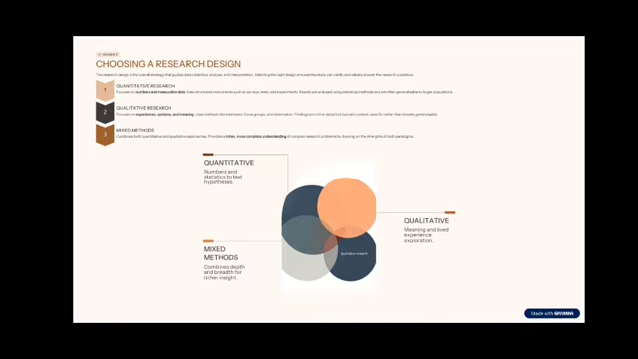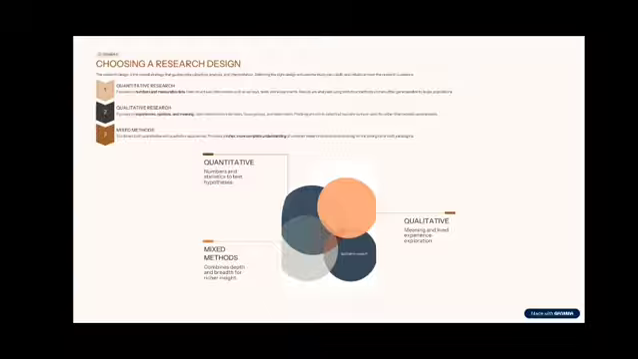Today my presentation topic is choosing a research design. In this slide we are focusing on how to choose the right research design. A research design is basically the overall plan that guides how we collect, analyze and interpret data. There are three main types of research design.